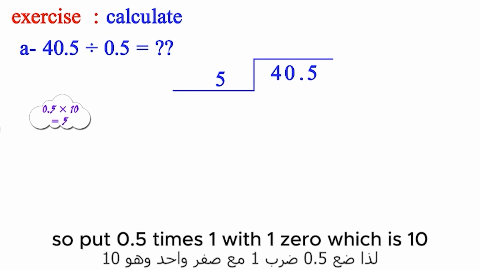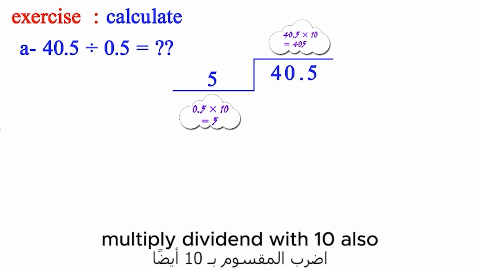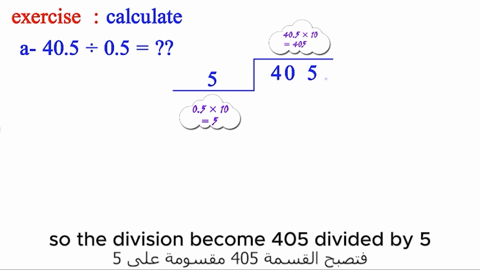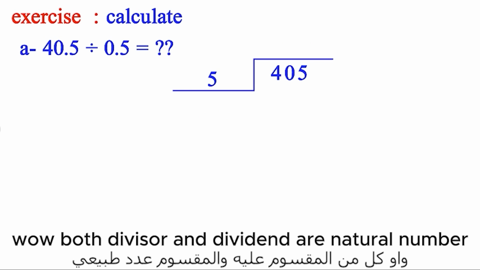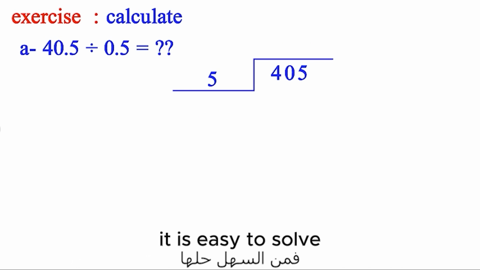So multiply 0.5 times 1 with 1 0, which is 10. Multiply the dividend with 10 also. The dot moves 1 place in both. So the division becomes 405 divided by 5, where both divisor and dividend are natural numbers. It is easy to solve.